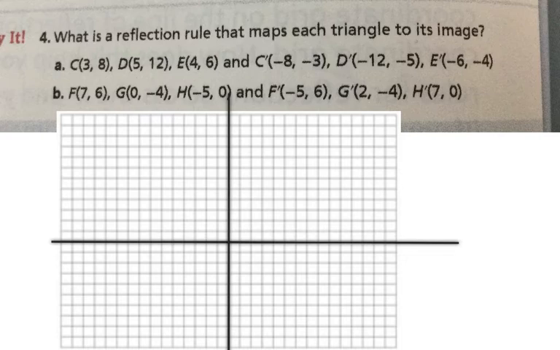And then E prime is at -6, -4. So this is E prime. Okay? So I can kind of see the reflection, right? But I don't know exactly where it's at. I didn't just reflect over the x-axis. I didn't just reflect over the y-axis. I reflected over some dotted line, right, somewhere through here.